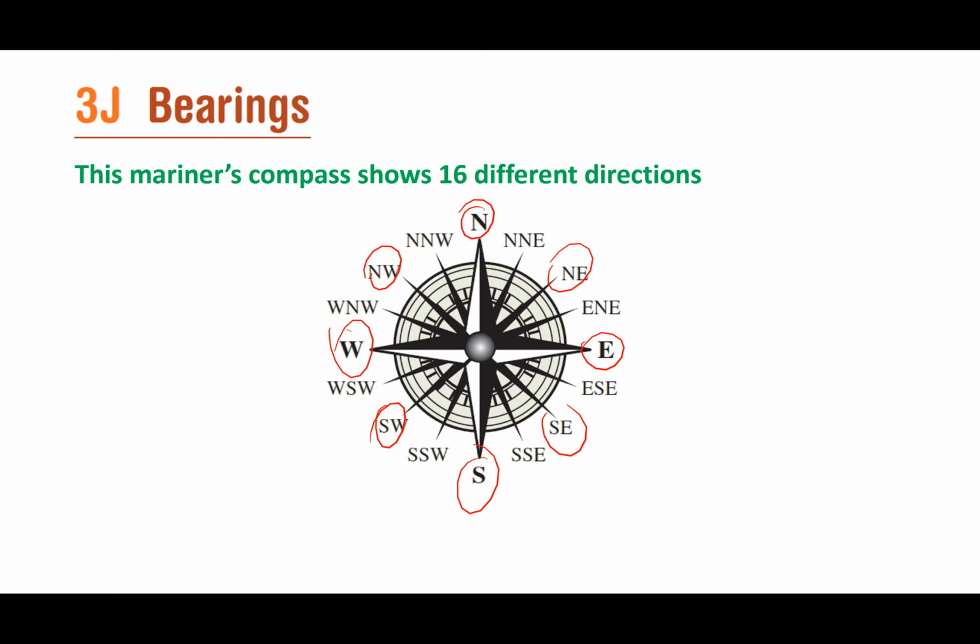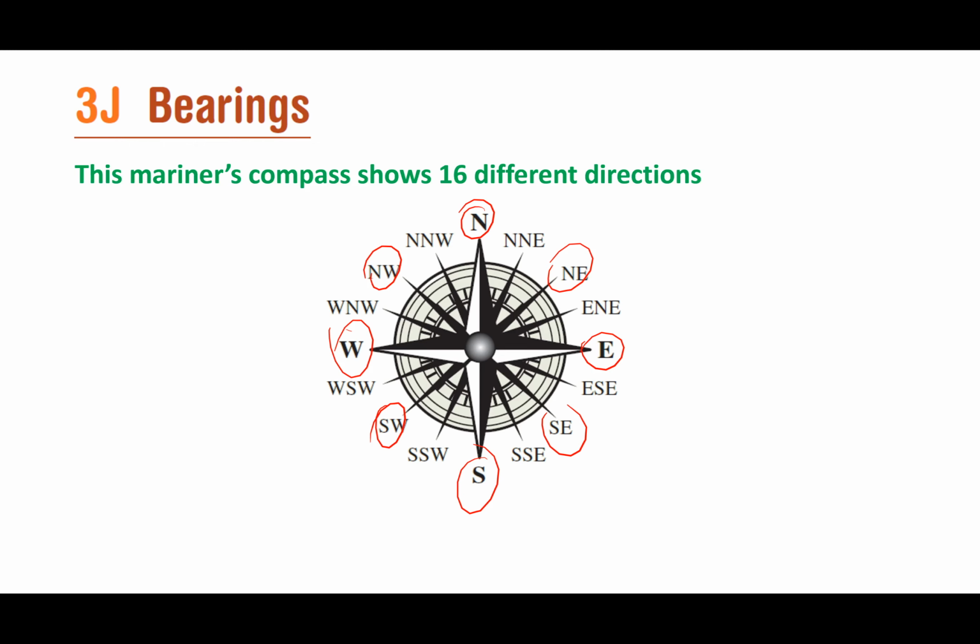Then you've got your subcategories, so halfway between north and northeast is north-northeast, because you're more north than you are northeast. And it basically continues like that. East-northeast, because you're more east than you are northeast. East-southeast, because you're more east than you are southeast, and so on. I'm not going to say more because I think you guys can read.